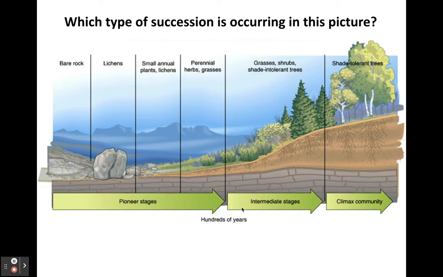Okay, so let's move on and see if you can recognize what type of succession you see occurring in this picture. Again, we're looking at not a single scene; this is a scene that's changing over time. So this is early, then later, and late. Hundreds of years are passing. And you see we're starting with bare rock. That would be your evidence.